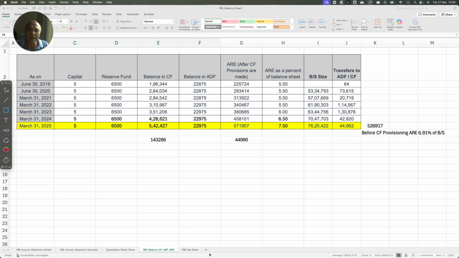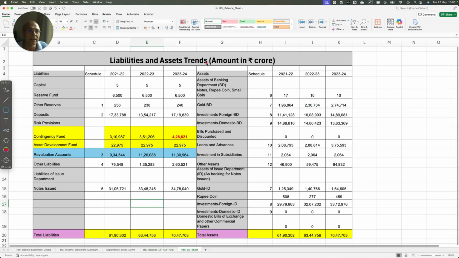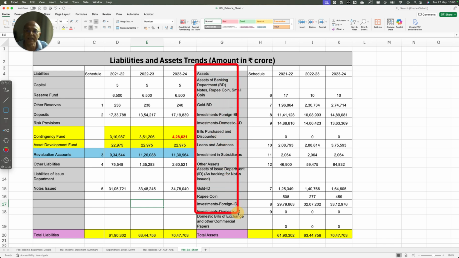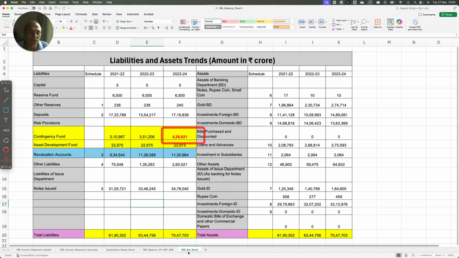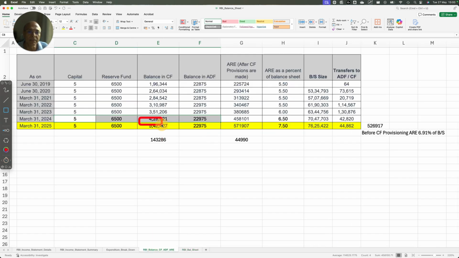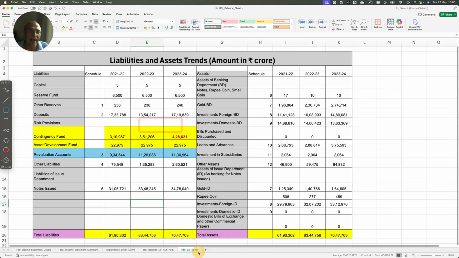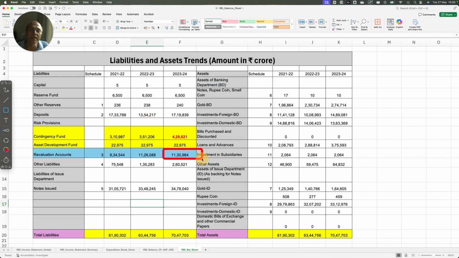So when the new balance sheet gets written, and when you have this FY 25 number, then this number 4.28 lakh crores will be replaced by what? It will be replaced as 5.42 lakh crores, and the revaluation account number is going to change so that these two numbers balance out in such a way that we have sufficient margin available to manage all the risk.